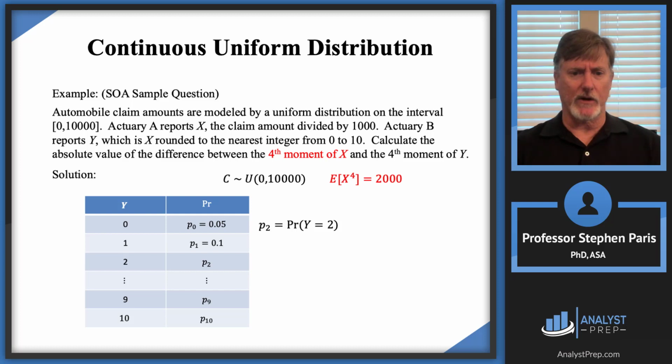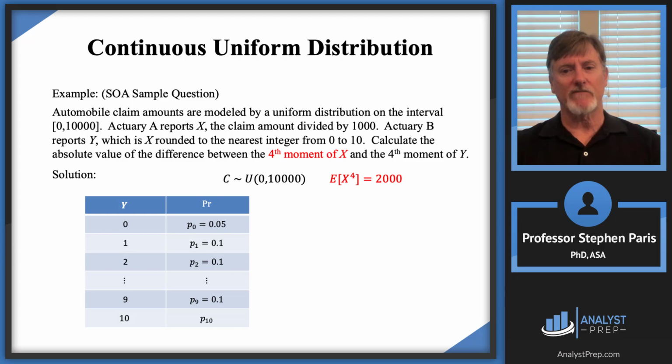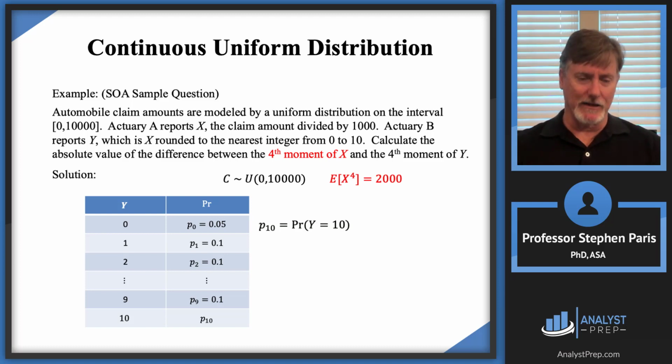For the P sub 2 value, I would go through a very similar argument, and I'm going to see that the P sub 2 value is going to be 0.1. And all of the other P sub K values, all the way up to 9, the P sub 9 value, would be 0.1. The P sub 10 value would be a little bit different, kind of like the P sub 0 value is a little bit different.